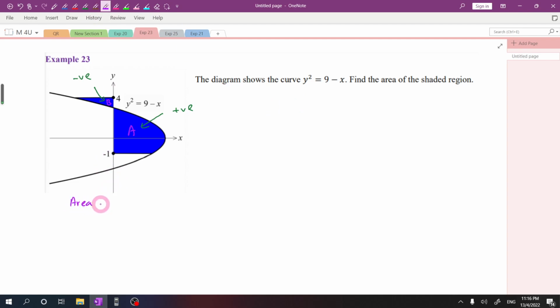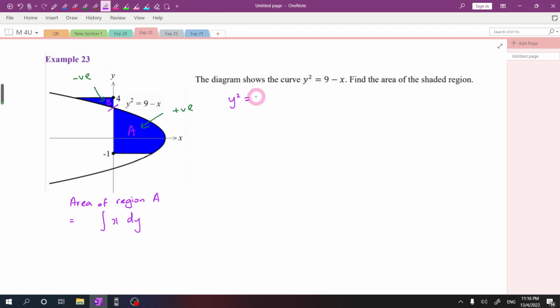Area of region A. So we know here must be positive, right? When we find the definite integral it must be positive, since this is a curve, straight line and y-axis, so we use x dy, and these two numbers must be taken from the y-axis, which is -1 until here. But the problem is we don't have this number. We need to find it first.